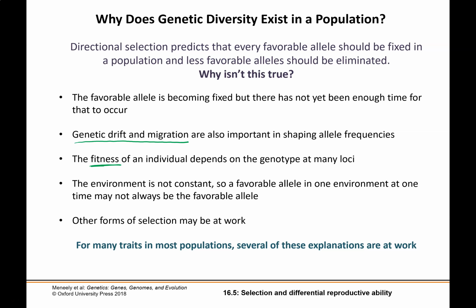The next reason that genetic diversity might exist is that the environment is always changing. So one year a particular allele might be favorable, the next year it might not be so favorable, and so it decreases a little, and then in a later environmental change it becomes advantageous again. So how much selection pressure you're having on a particular allele can change over time. And then, of course, there might be other forms of selection at work. Again, we might be selecting for other alleles. There might be other Hardy-Weinberg assumptions that are operating on this population. For many traits, and in most populations, several of these explanations are going to explain why genetic diversity exists, why we still have a combination of alleles if one is more advantageous than the other.